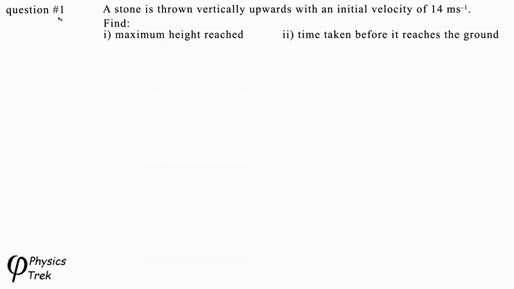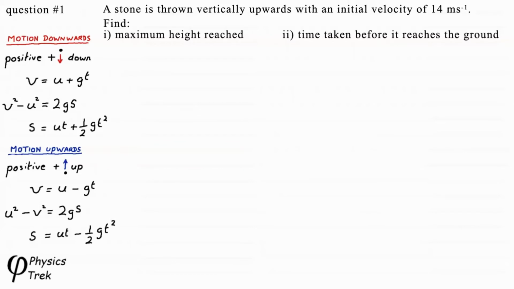Question 1. A stone is thrown vertically upwards with an initial velocity of 14 meters per second. Find 1, the maximum height reached, 2, the time taken before it reaches the ground. Down the side here are our sets of reference equations, and writing out the information given in the question in symbol form, we have g equals 9.8 meters per second squared, u equals 14 meters per second, v equals 0 meters per second. The maximum height reached is s, the time to reach maximum height is t, the required time to go up, reach maximum height, then come down to the ground is 2t.